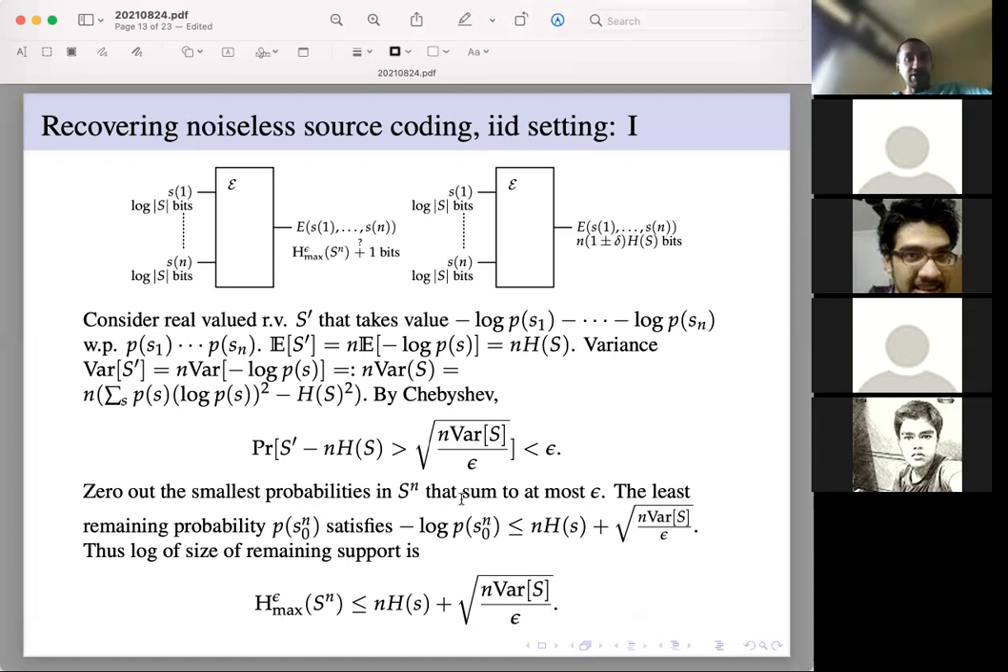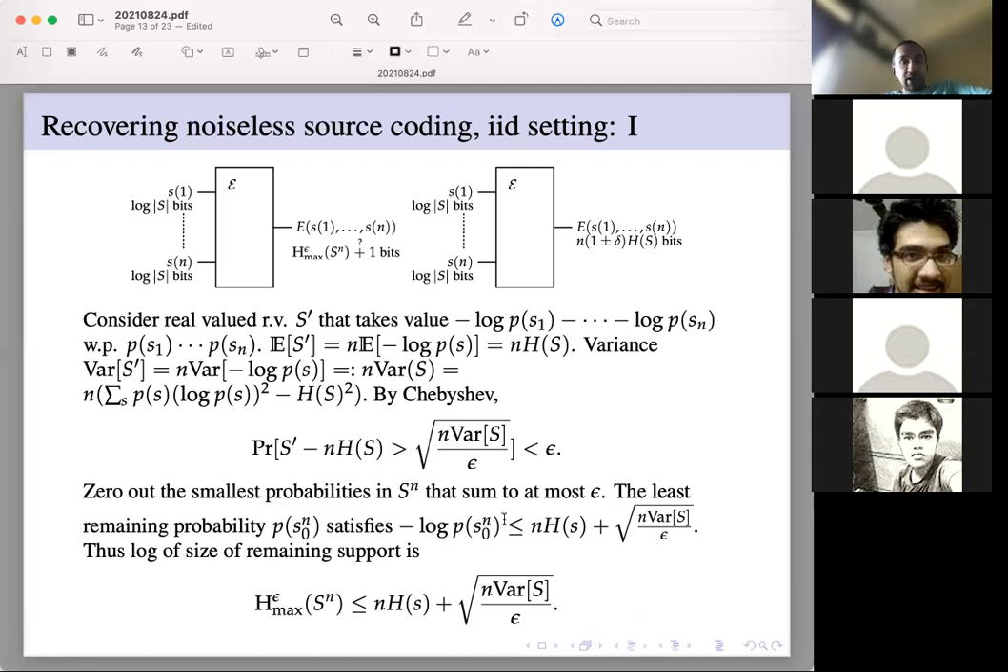Suppose I apply that strategy. I zero out the smallest guys that sum to at most epsilon. Now what can I say about the least remaining probability? I've zeroed out the tail, and now I look at the smallest sample point which has not been zeroed. Let's call it S0 to the n. Remember, the n just indicates that this symbol is an n tuple. So the least remaining probability satisfies this quantity.